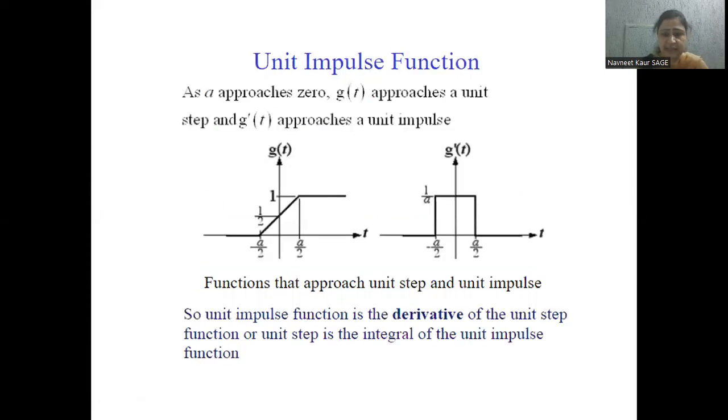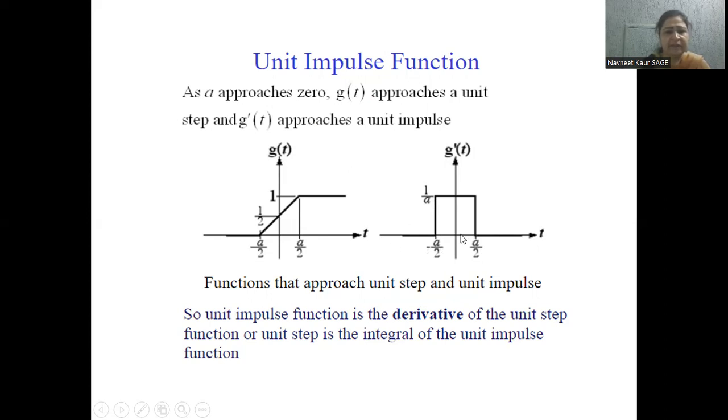Now, the next signal is the unit impulse signal. The unit impulse signal is actually obtained from the derivative of the unit step function. Here we can see a pulse which has maximum amplitude 1 upon A, and the width of this signal is from minus A upon 2 to A upon 2. That means the width is A.